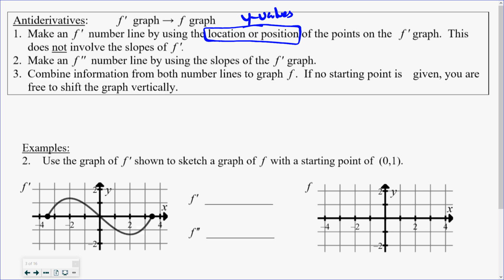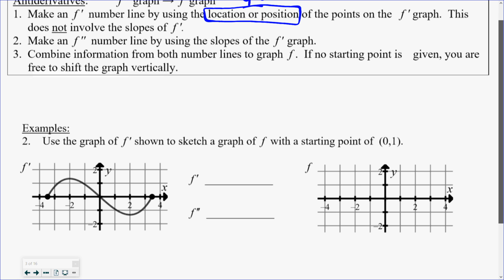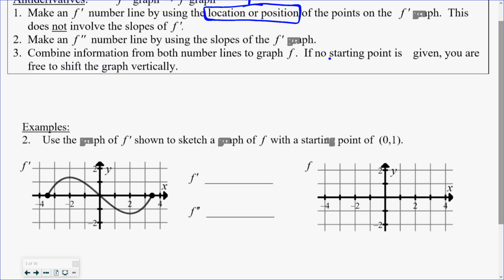But once we have my f prime number line and f double prime number line, then we just use that information to try to draw a sketch of what it looks like. Sometimes they'll give you a starting point. If they give you a starting point, that's where you're going to start. If they don't, then you could basically take the same graph and pick a starting point.